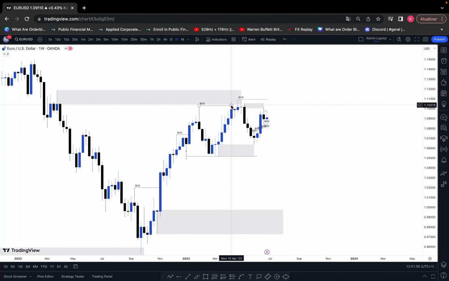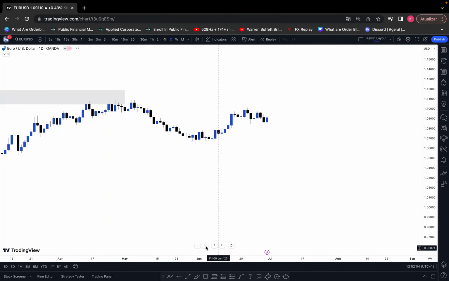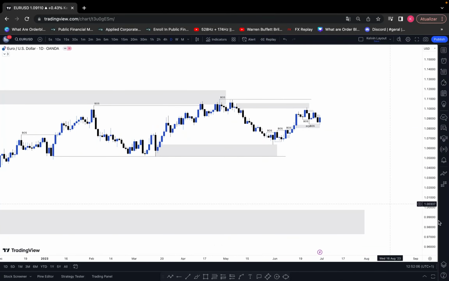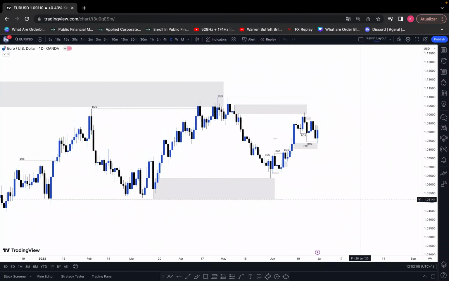But what happened? Price failed to close above. We didn't have a body closure right here. So this is even on the weekly. If I drop down, for example, to the daily time frame, we can see that price closed above the previous high, but on the weekly, it failed to close above. So that was a sign that maybe the bullish sentiment at this particular moment was losing strength.